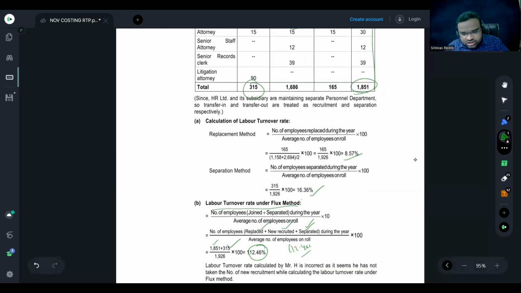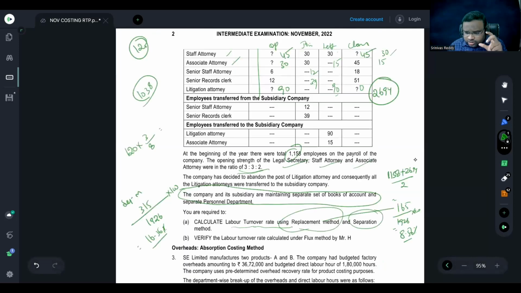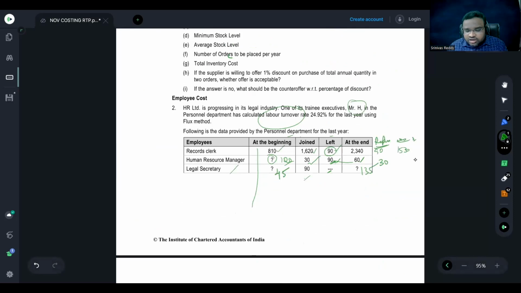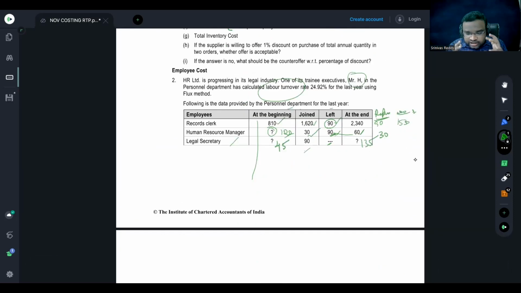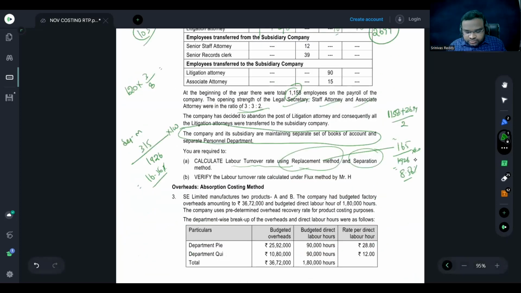Clear? So this is also a good question with respect to labor cost, a beautiful question. You need to understand out-of-the-box thinking, because you know the replacement method, you know the flex method, you know the separation method. Only the arithmetical calculation you should be very thorough. Understood? Now this is about the employees cost.